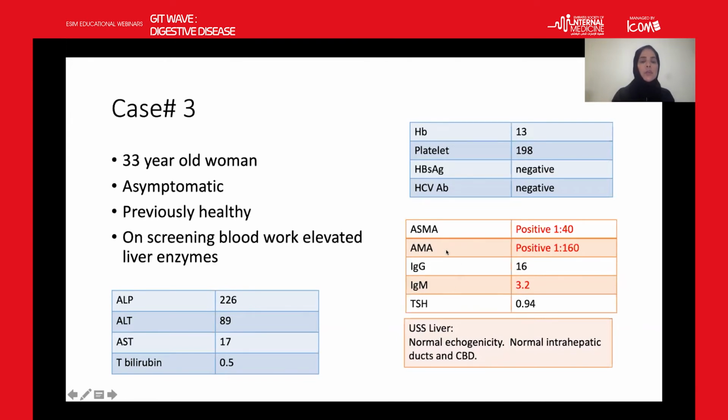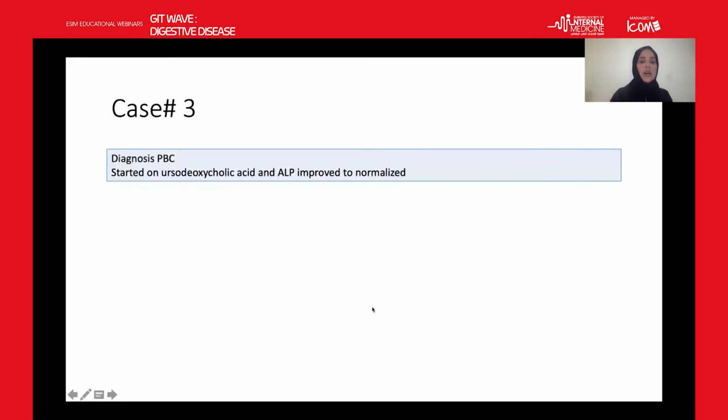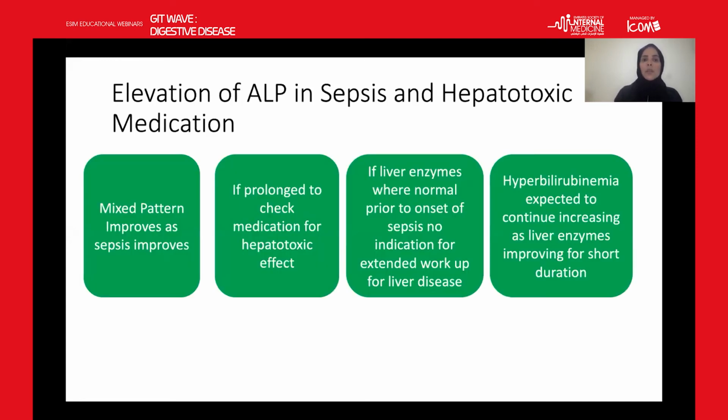We found that antimitochondrial antibody was positive at 1 in 160, and the IgM was also high at 3.2. The ultrasound did not show any dilatation of the duct. So this patient was labeled as having primary biliary cholangitis and was started on treatment with ursodeoxycholic acid, which showed improvement to normalization.